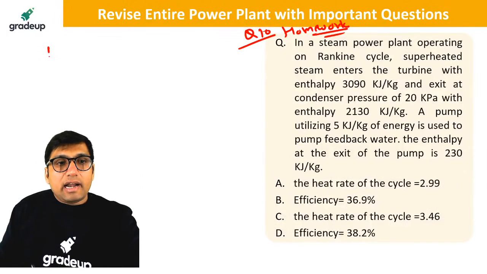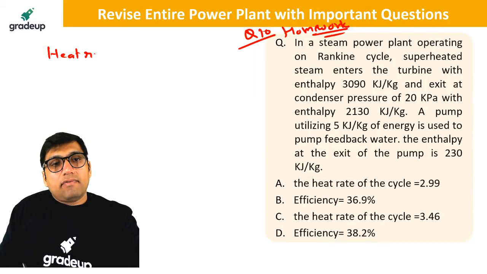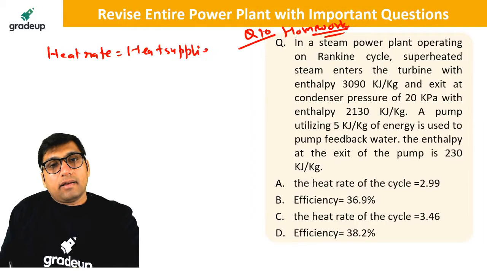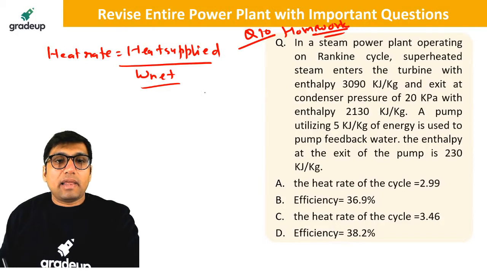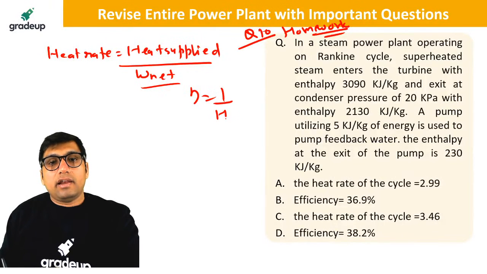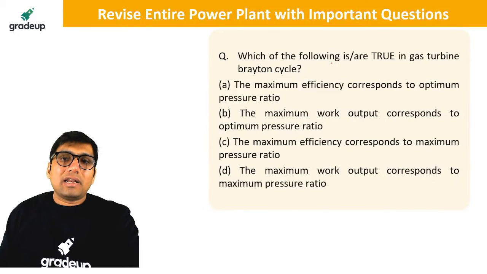In this question, heat rate will be equal to heat supplied divided by net work. If you are not able to solve it, you can tell me. And efficiency is equal to 1 by heat rate. This question I can tell you the answer.